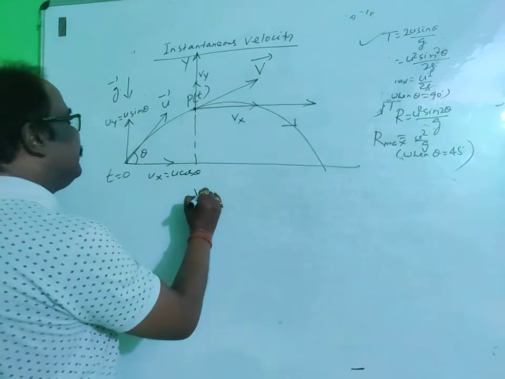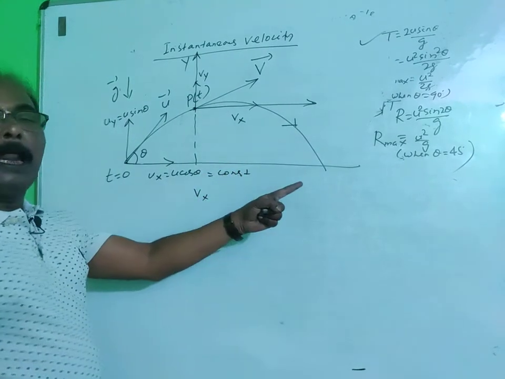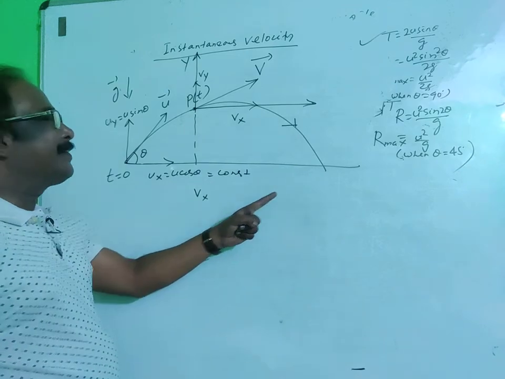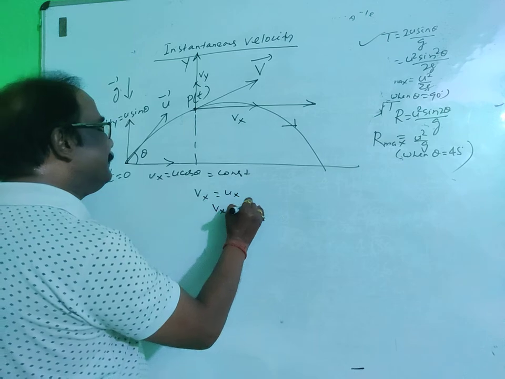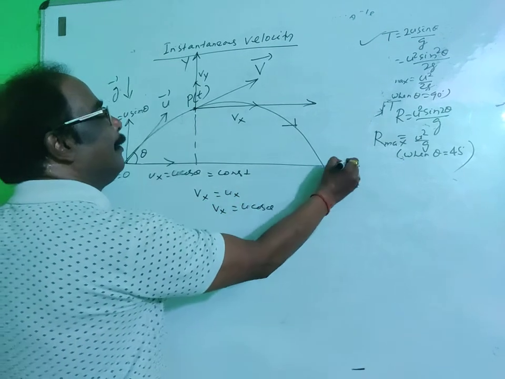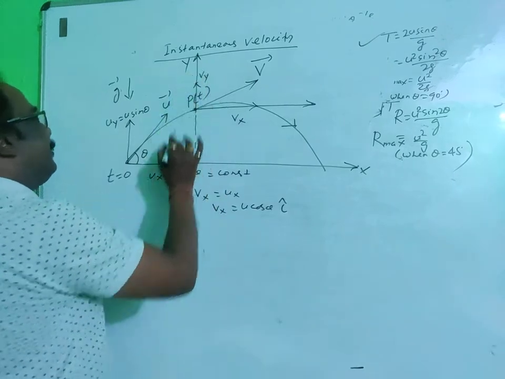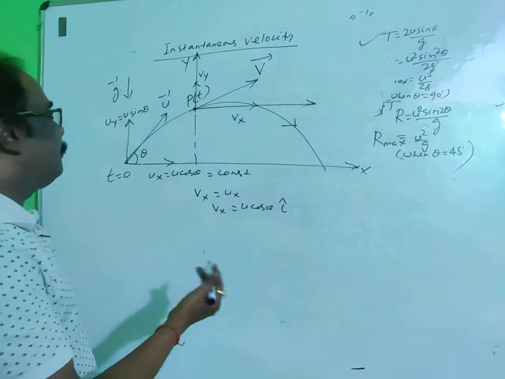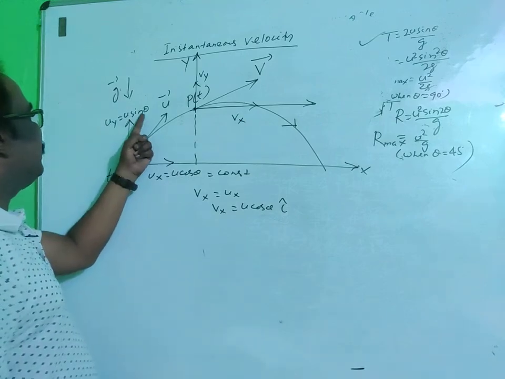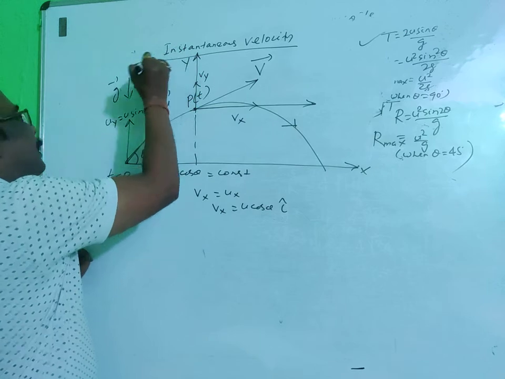Okay, then what is vx? The horizontal component always remains constant, so vx is equal to ux, so vx is equal to u cos theta along the x-axis, which means the unit vector is i. Now see, uy is u sin theta, and the acceleration in the y-axis is minus g.